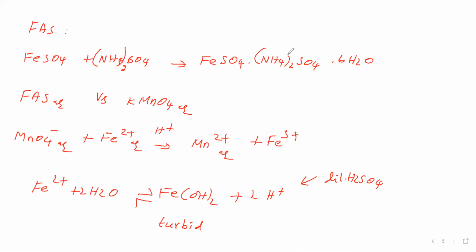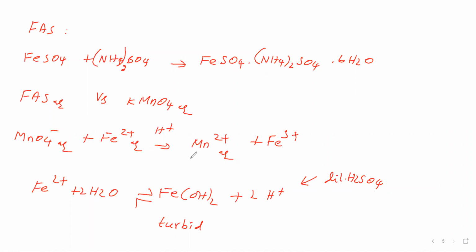Therefore, how to prepare FAS solution? Take the required quantity of FAS, add some amount of water, add dilute sulfuric acid, stir the contents, then add the required amount of water and get a FAS solution. Due to the addition of dilute sulfuric acid, it is giving the common ion. Therefore, this turbidity is removed, backward is favored, and the equilibrium shifts almost towards the left. Therefore, hydrolysis of ferrous will be prevented. Like that only FAS solution will be prepared. So, how to prevent hydrolysis of ferrous? By adding dilute sulfuric acid solution.